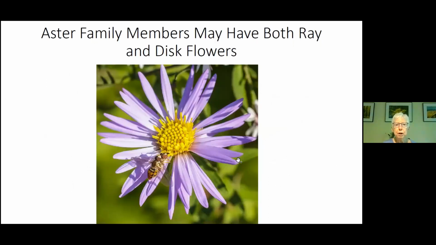So aster family members may have both ray flowers and disc flowers. And here we're back to the aromatic aster that I showed you earlier. It does have a number of violet or deep blue purple ray flowers, each of which is an individual flower.